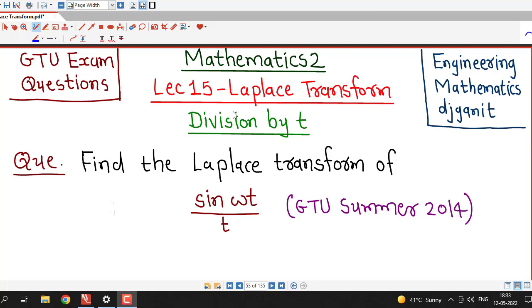Hello friends, I welcome you in lecture number 15 on Laplace transform. In this lecture also we will discuss how to find out Laplace transform if our function is divided by t. And this question was asked in GTU summer 2014 exam.